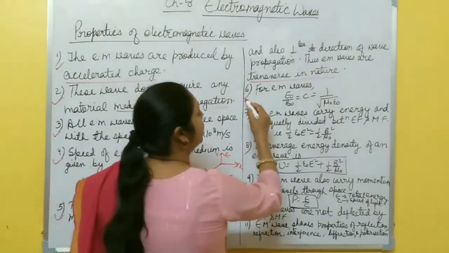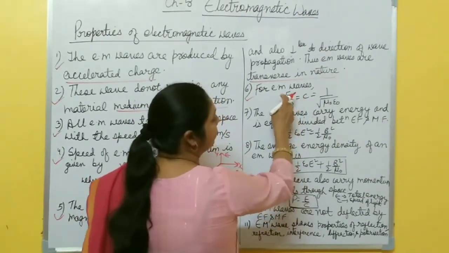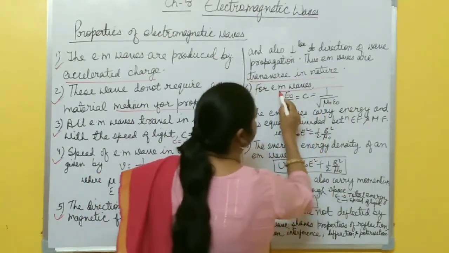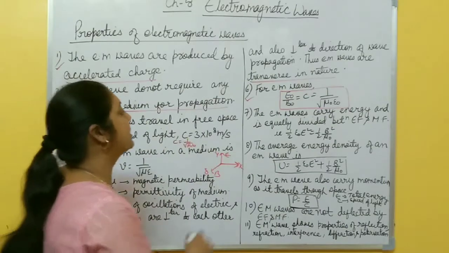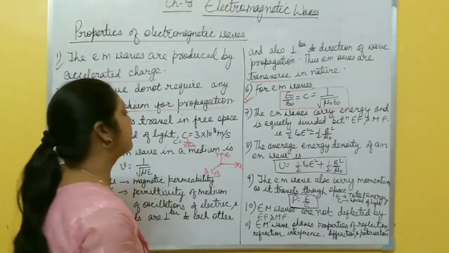Then next, for electromagnetic waves, with E naught and B naught the amplitudes of the electric field and magnetic field, E naught by B naught is equal to c, and you know c equal to 1 by under root mu naught epsilon naught. You must remember this formula. It is helpful when you are solving some numericals, right?